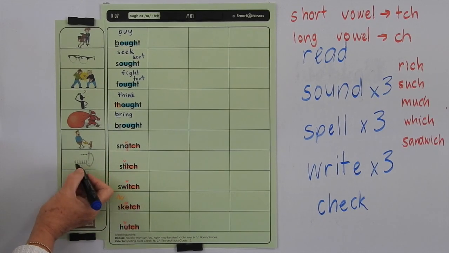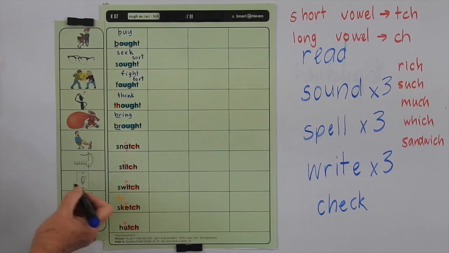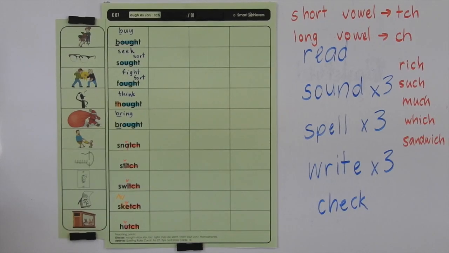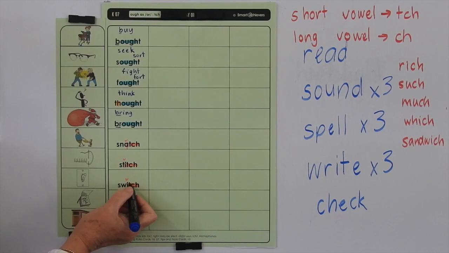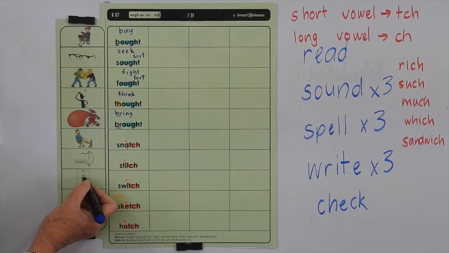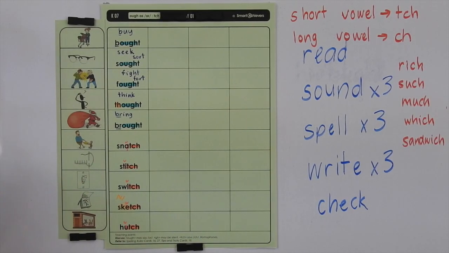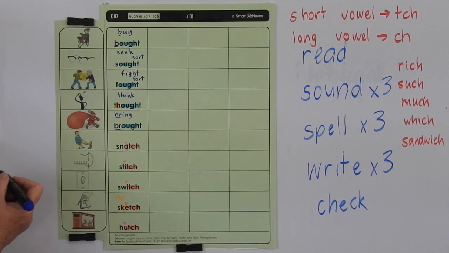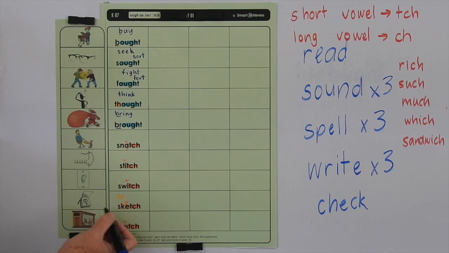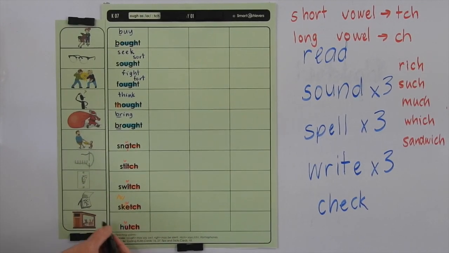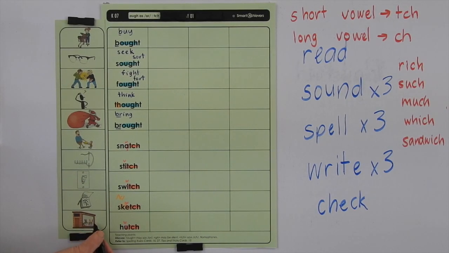A stitch. Now this stitch could be when you sew with a needle and thread, but it can also mean when you go for a run or you do a lot of exercise and you get a sharp pain in your side. You would say you've got a stitch. Switch is when you turn something on or off, or you change something. So you might switch hats occasionally when you go to the beach. Use a different one to one that you've used before. Sketch means to draw something, and a hutch is a home for a small animal, either perhaps a rabbit or a guinea pig.